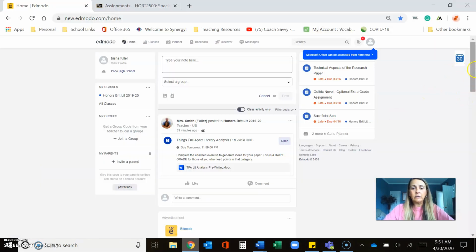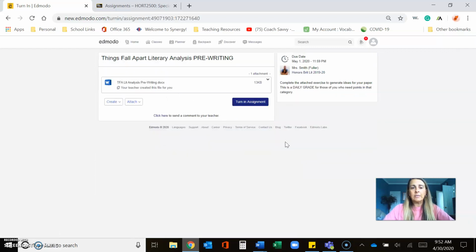I'm logged in as a student, and they put a new feature on Edmodo, and sometimes it works and sometimes it doesn't. So we'll take a look at it, and I'll give you some options, but you can see it here. Here's the assignment. You click the word open, and the new feature actually allows me to create a copy for every single student. You don't have to click create. You don't have to click attach. You should be able to just click on the assignment and it will open it and let you edit it and then turn it in.